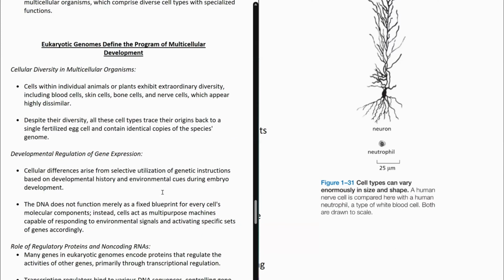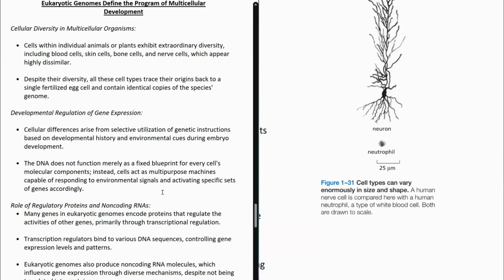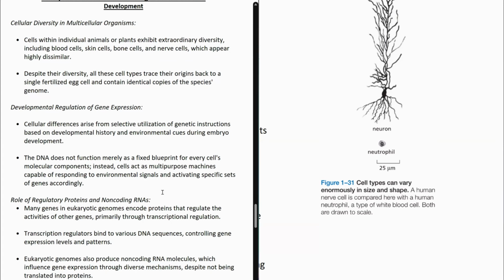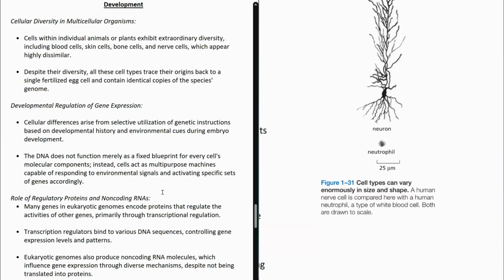Eukaryotic genomes define the program of multicellular development. So, cell diversity in multicellular organisms, as I just mentioned in terms of gene regulation. Even cells within a single organism, or plant, have an enormous amount of diversity. We all know that there are many different types of cells, like blood cells, skin cells, bone cells, nerve cells, which are very dissimilar.